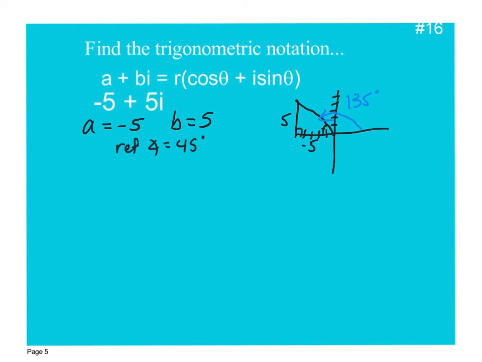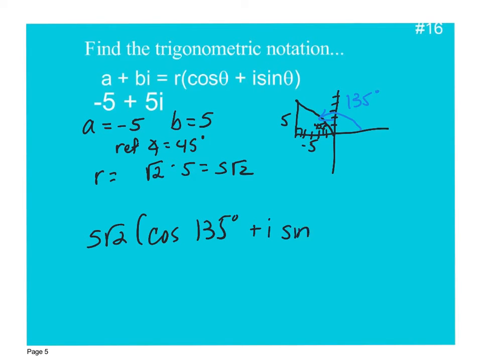So when I write this up, to plug into the formula, I also need the R value. R in a 45, 45, 90 triangle is radical 2 times as big as the original. So we would call that 5 radical 2. And to plug into the formula, we would have 5 radical 2 cosine of 135 degrees plus i sine of 135 degrees. We're just changing the way it looks to put it in trigonometric notation, despite the imaginary status.